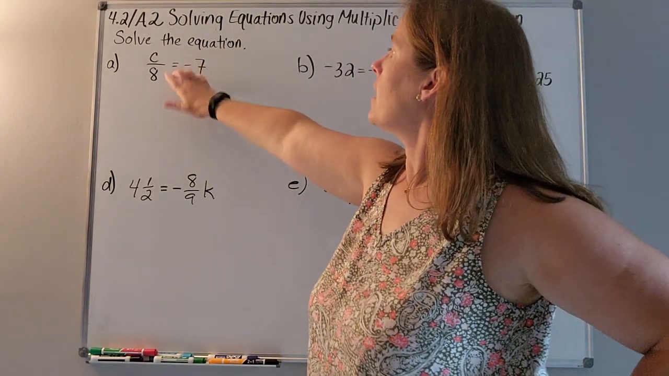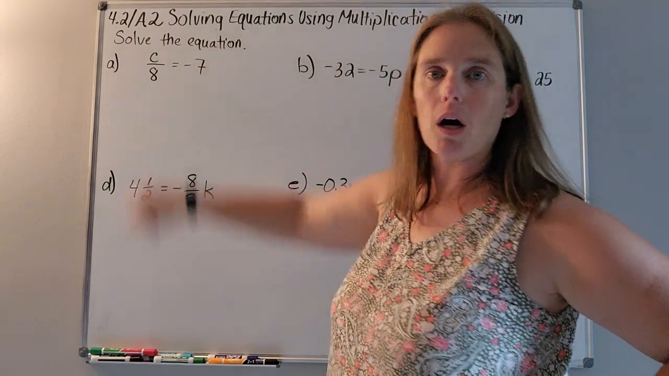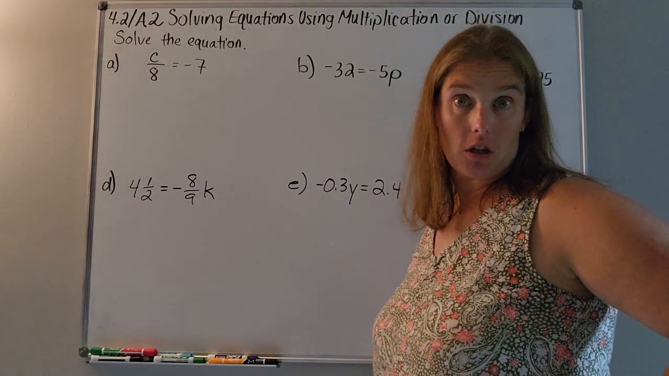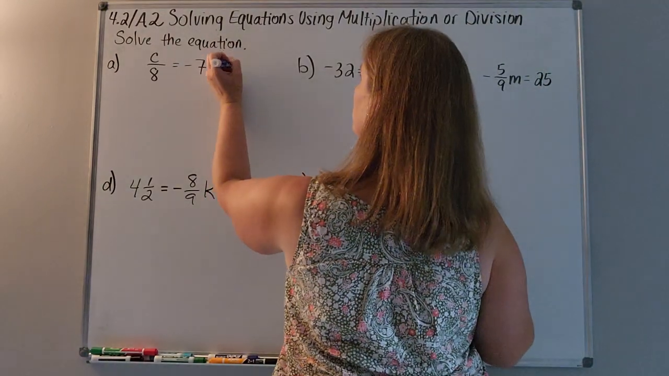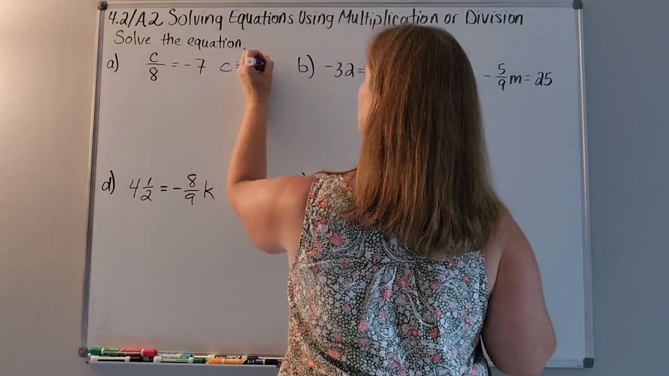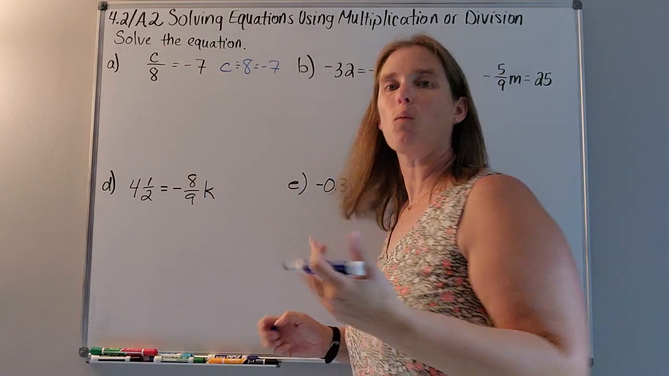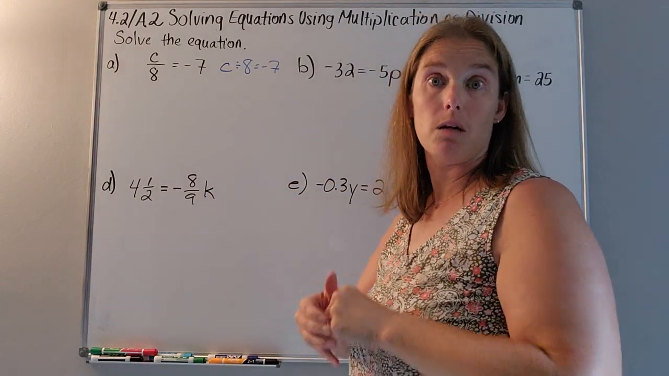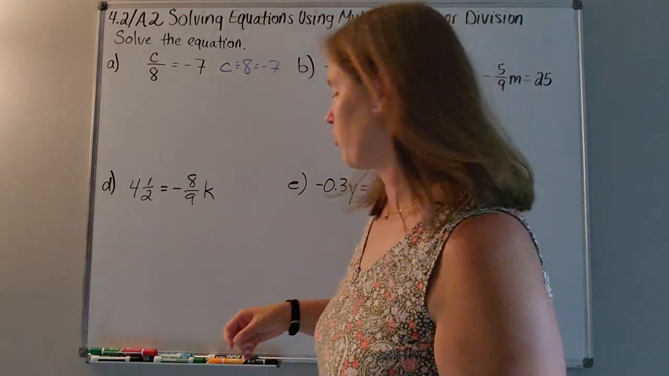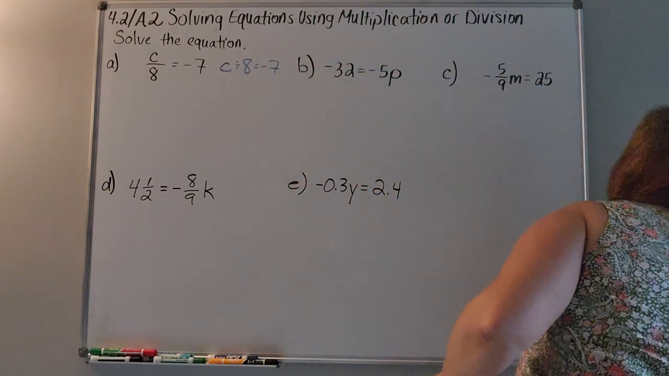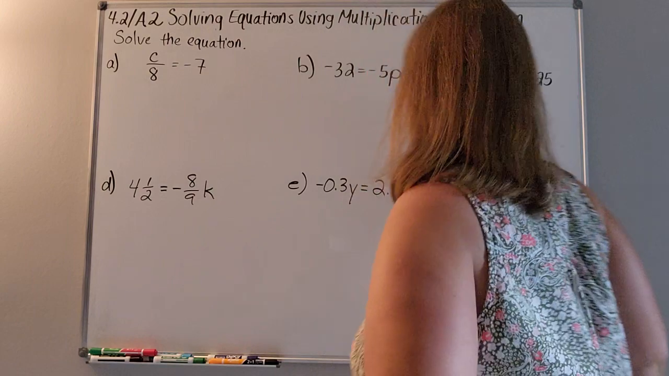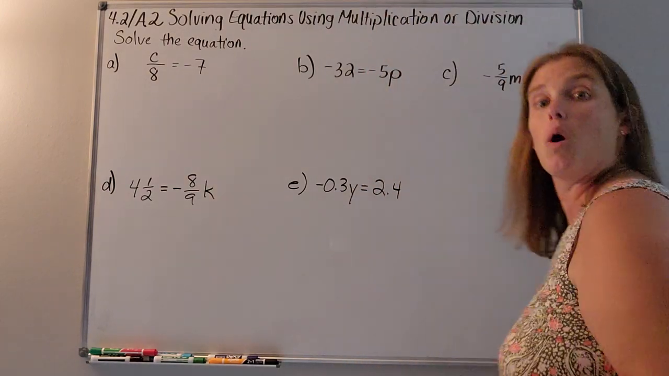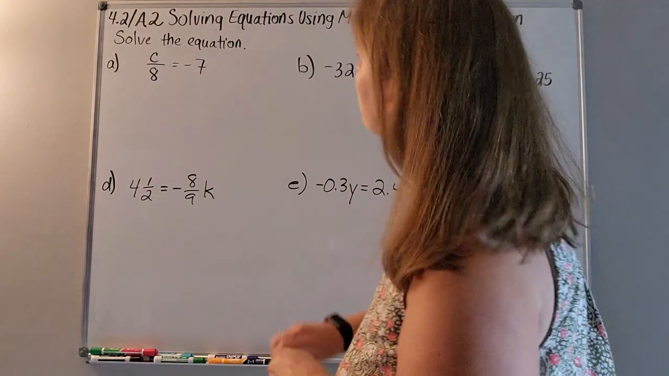First one, c over 8. Remember that fraction bar really means division. So c divided by 8 equals -7. It's the same as writing the problem like that. There's our division symbol. However, we just don't use that division symbol much anymore because we can write things as a fraction. So I'm going to erase that. So that means we're seeing division. So if we see division, that means we need to do multiplication to solve.